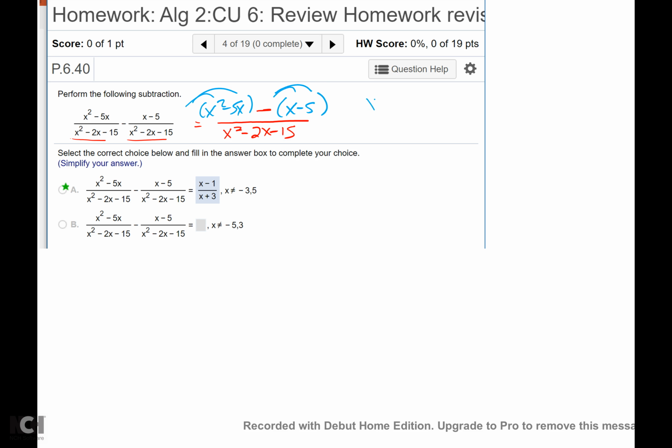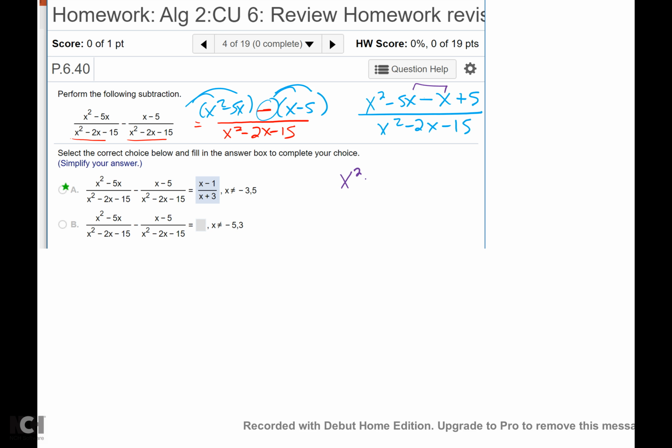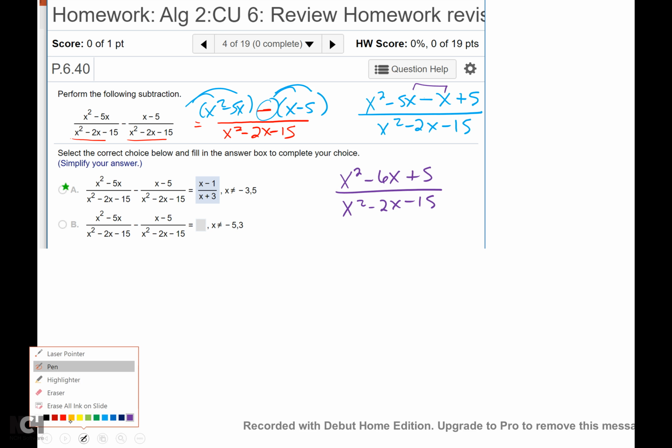Nothing distributes on the first one, so you have x squared minus 5x. If I distribute that negative, that gives me a negative x and a positive 5. On bottom is x squared minus 2x minus 15. On top, we're going to combine like terms, which gives me x squared minus 6x plus 5 over x squared minus 2x minus 15. And we're done adding and subtracting.